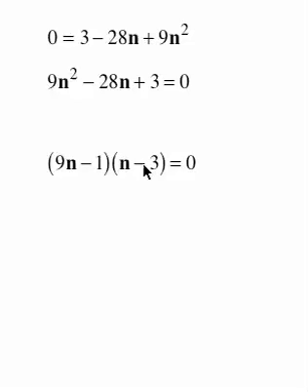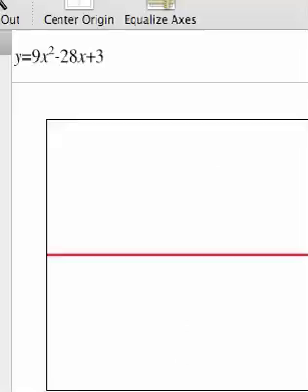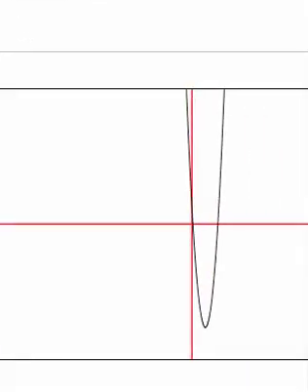Now, the next part is we have two things that multiply to give us 0. So I put that equation in. Instead of being 0, I made it y equals 9x squared minus 28x plus 3. Instead of n's, I'm using x's, of course. And I'm graphing that, and it gives me a graph that looks like this.